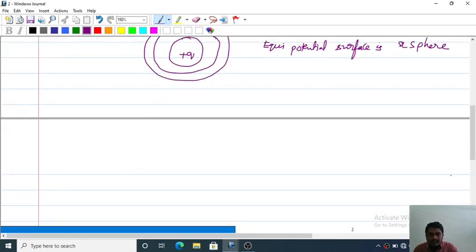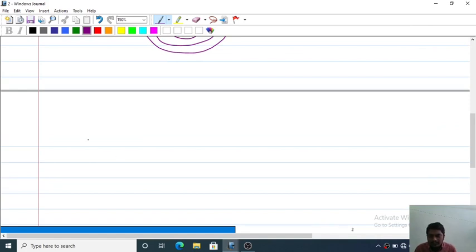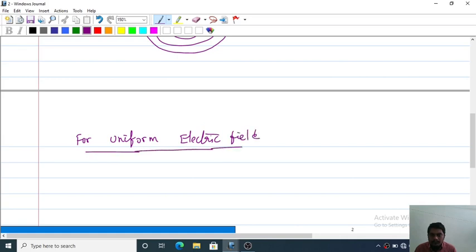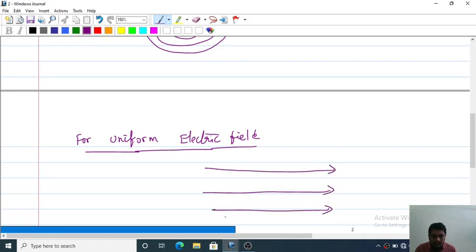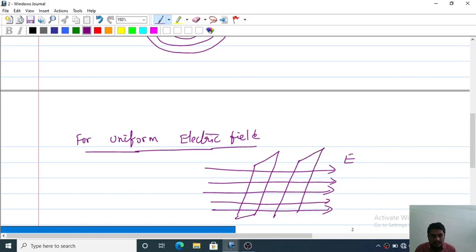Next, for a uniform electric field, let us take a uniform electric field here. I am representing the uniform electric field, and this is the direction of the electric field, and these are the equipotential surfaces. For a uniform electric field, the equipotential surfaces are planes.